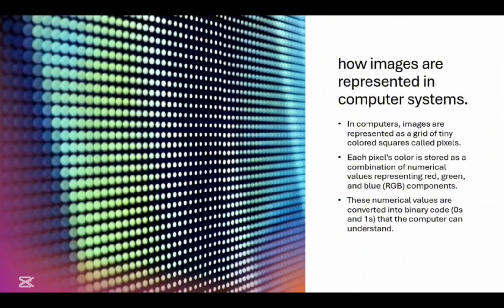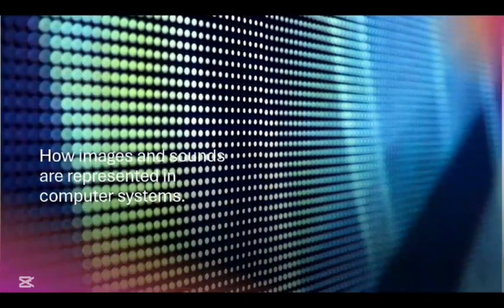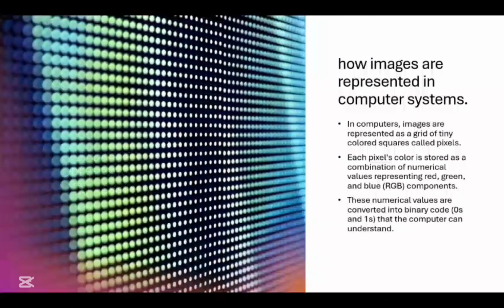In computers, images are represented as a grid of tiny colored squares known as pixels. Each pixel's color is stored as a combination of numerical values of its red, green, and blue components. These numerical values are then converted into binary code.